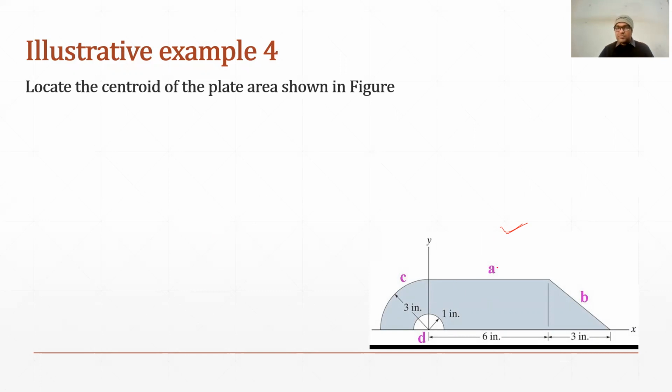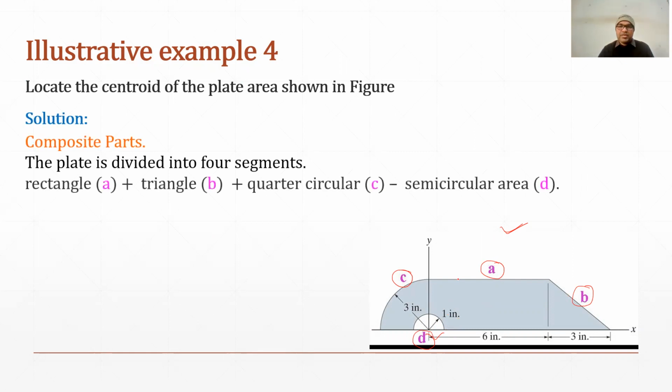some regular figure. For example, the area A, it is a rectangle. Similarly, we can divide this into the second area as triangle, third as a quadrant circle, and the fourth one is D as semicircle. So in this you can see semicircle is basically a cutout. So the area of this semicircle D will be treated as negative area. So we can divide them into four segments. So four segments are rectangle plus triangle plus quadrant circle and minus semicircular area. So that is the total area of this complex body.